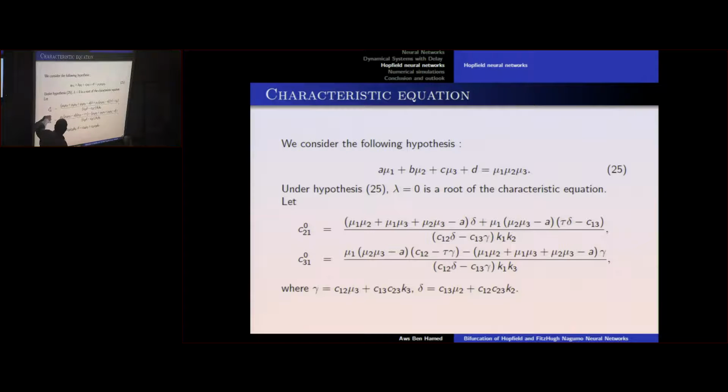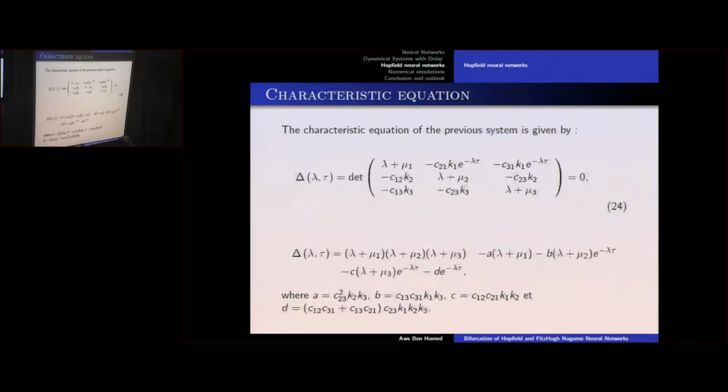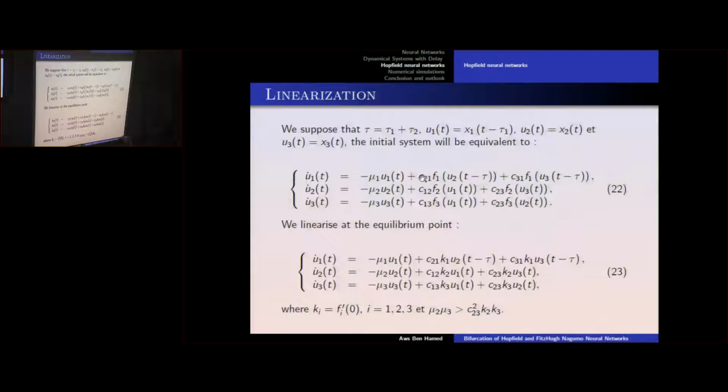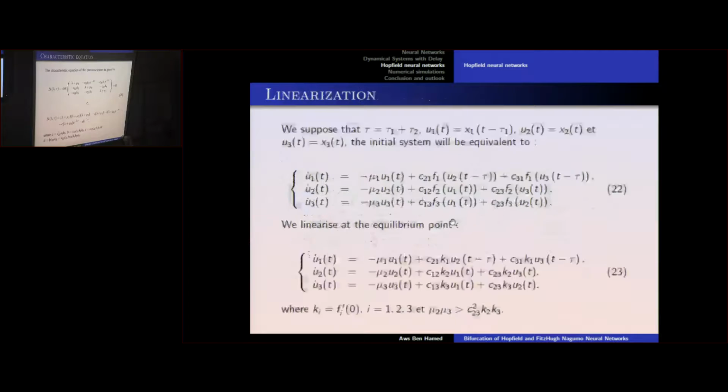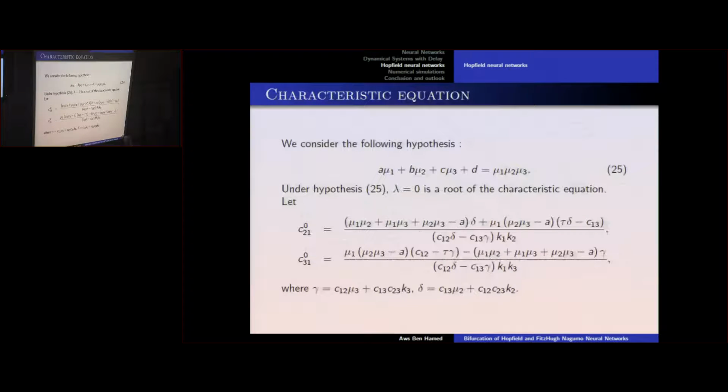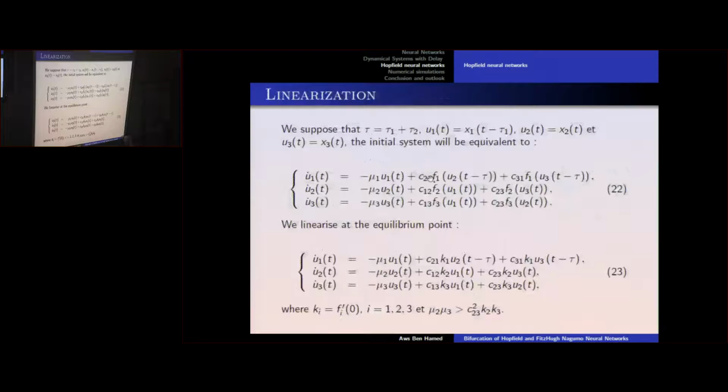If we have c_ij as parameters, these parameters c21 and c23, given here in this system, here we have c21 and c31, these weights. So these parameters in this case are the bifurcation parameters.